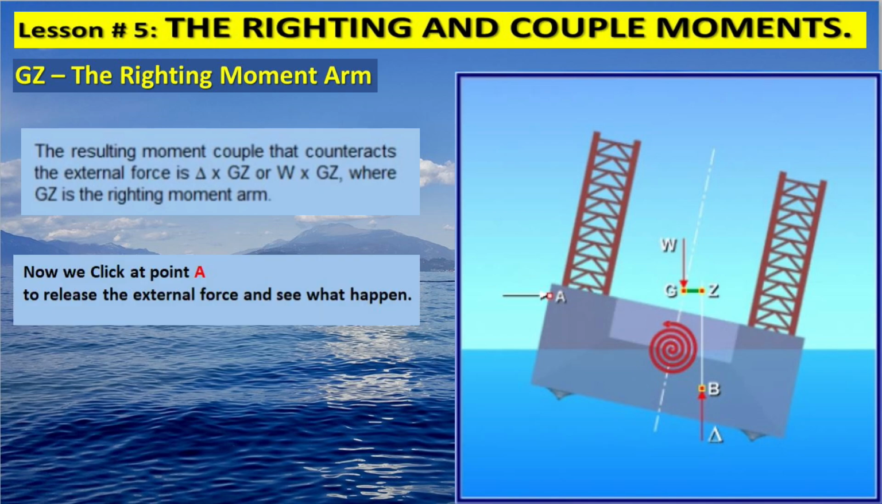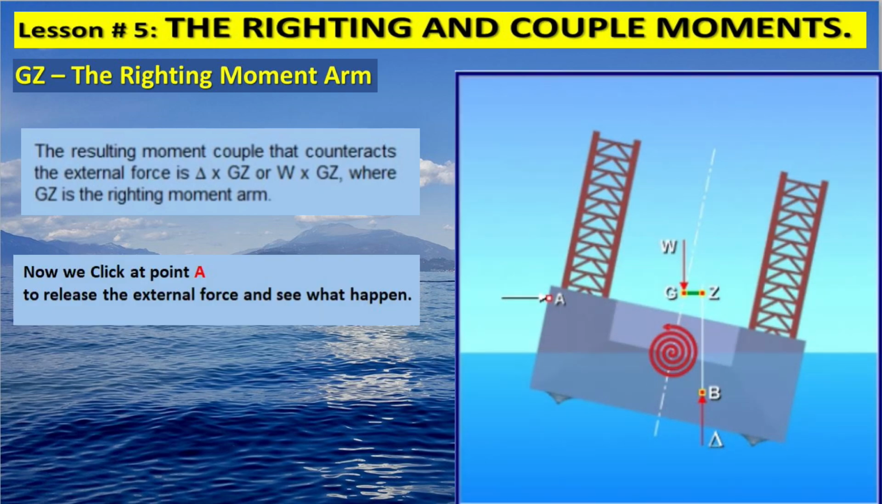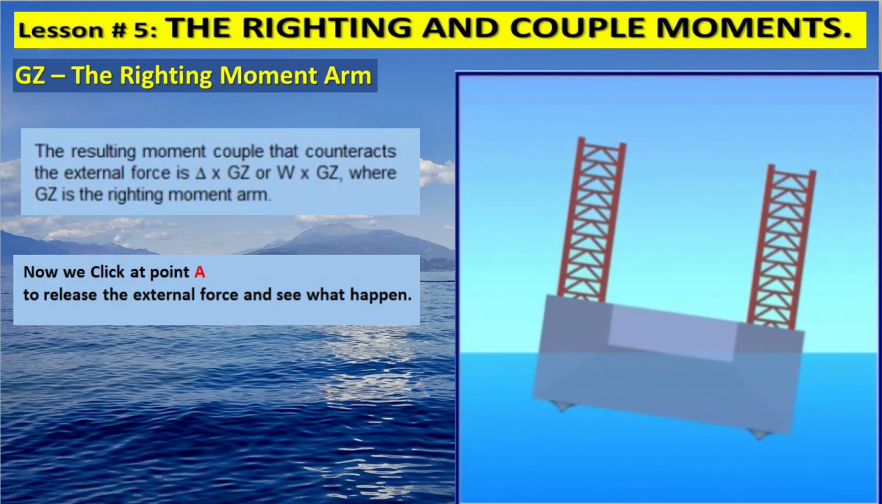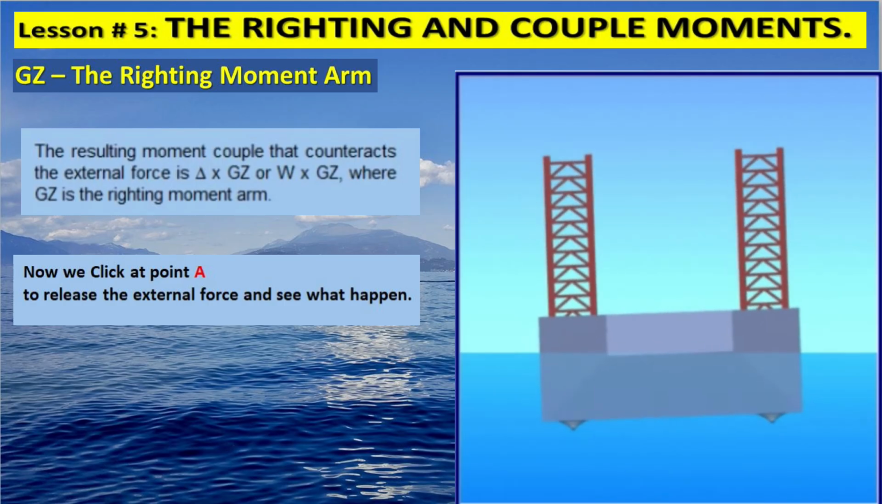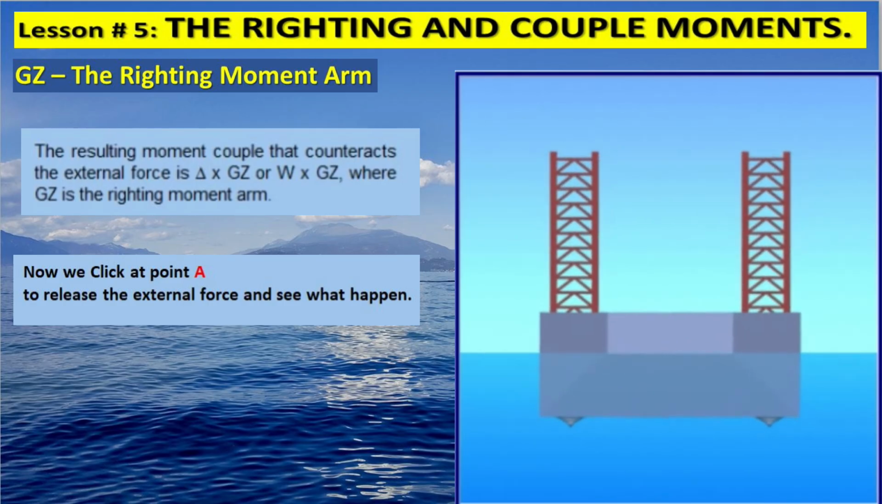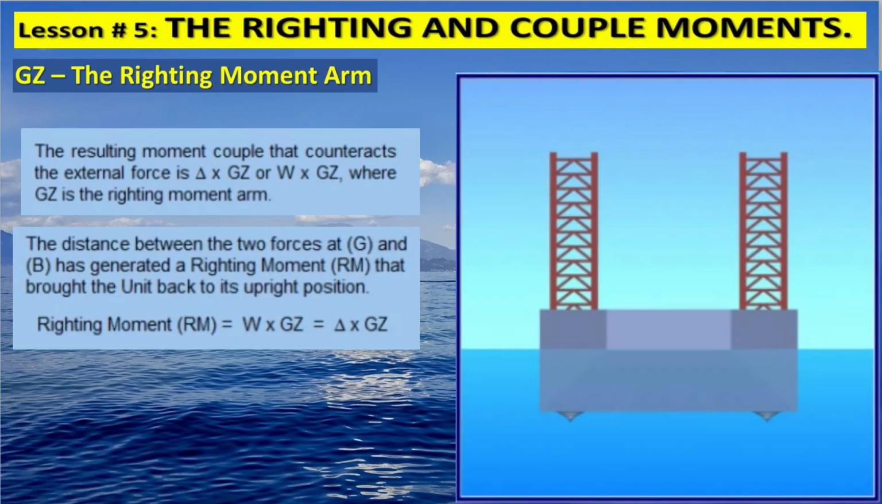Now we click at point A to release the external force and see what happened. The distance between the two forces at G and B has generated a righting moment, Rm, that brought the unit back to its upright position.